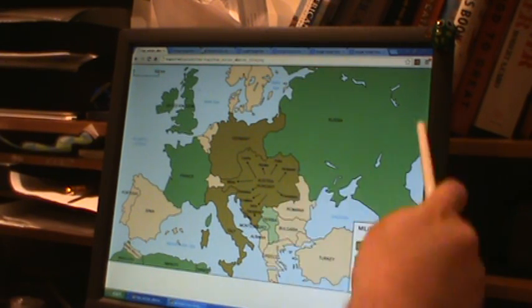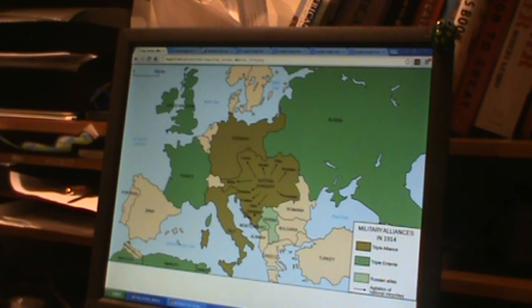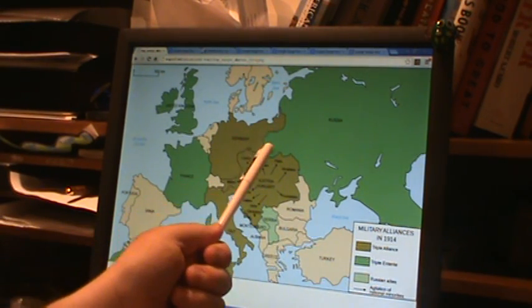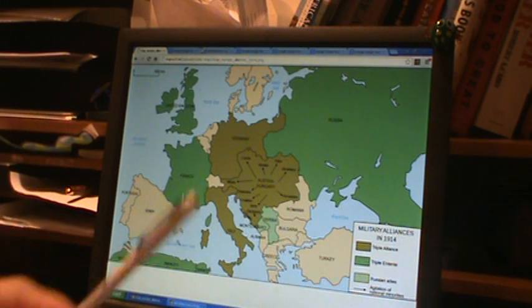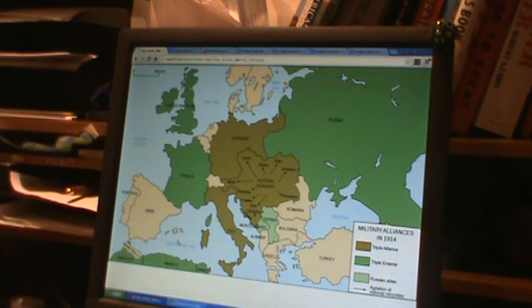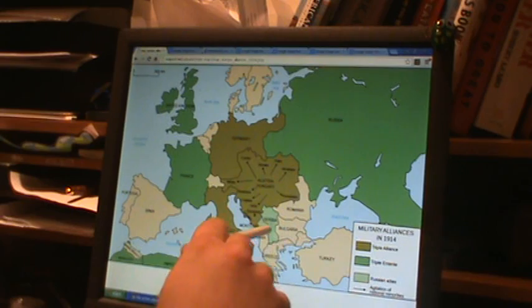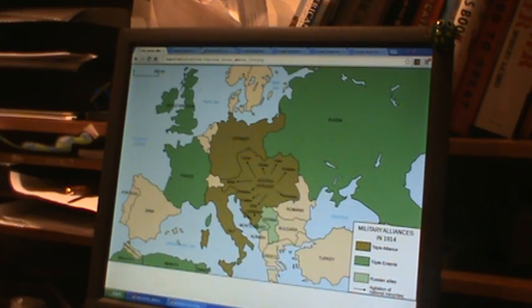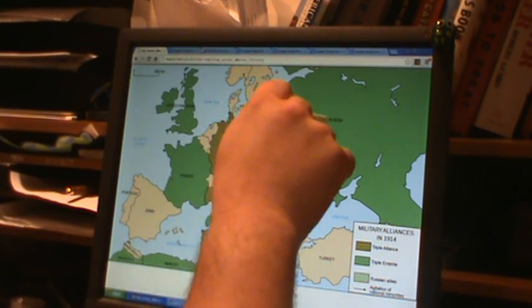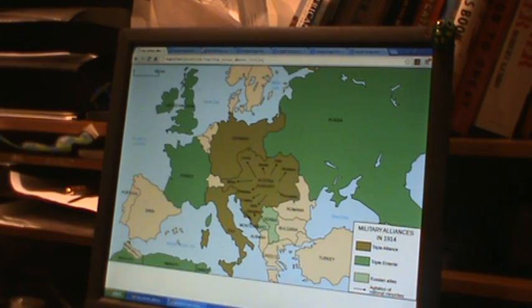As soon as Russia begins to mobilize, Germany must mobilize. Germany cannot possibly have this Russian army along its eastern frontier without it mobilizing itself. Austria-Hungary mobilizes against Serbia. Russia mobilizes against Austria-Hungary. Germany mobilizes against Russia. And then France. Well, where the hell's France come in?